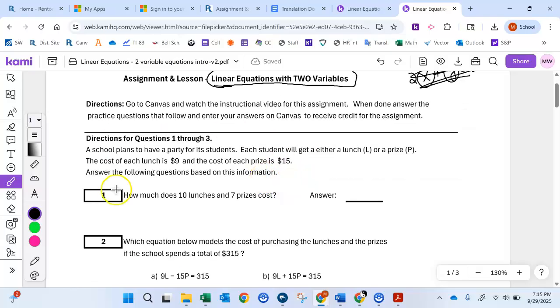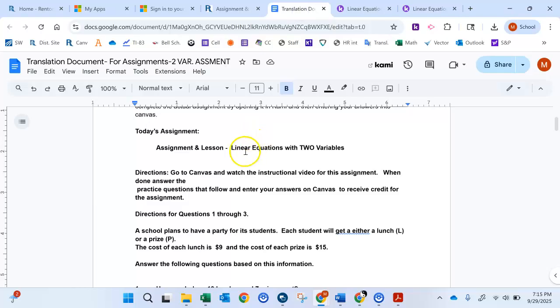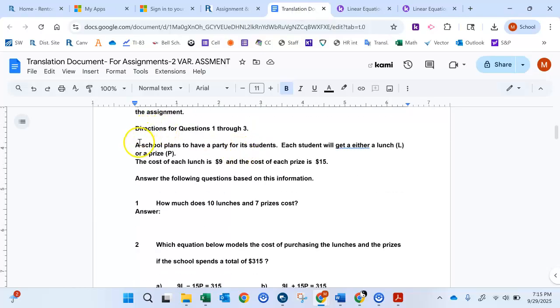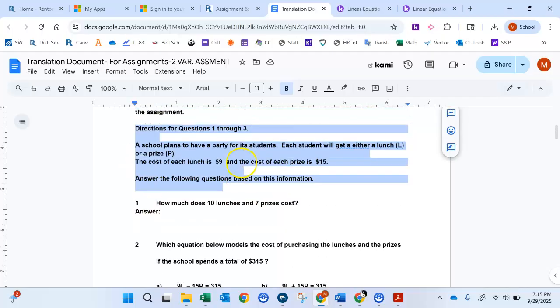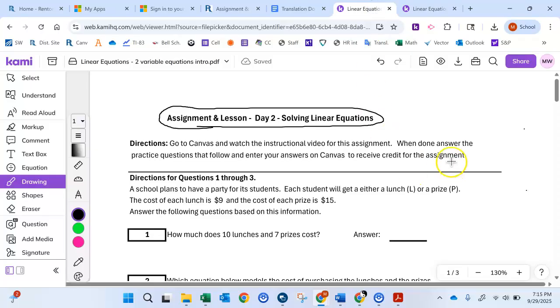So now we're going to have a word situation. If you need to translate, make sure to go back to the document. And here's the thing, make sure you translate this, okay? The language is very important in today's assignment. So go back and read it, make sure you understand it, and then come back here.